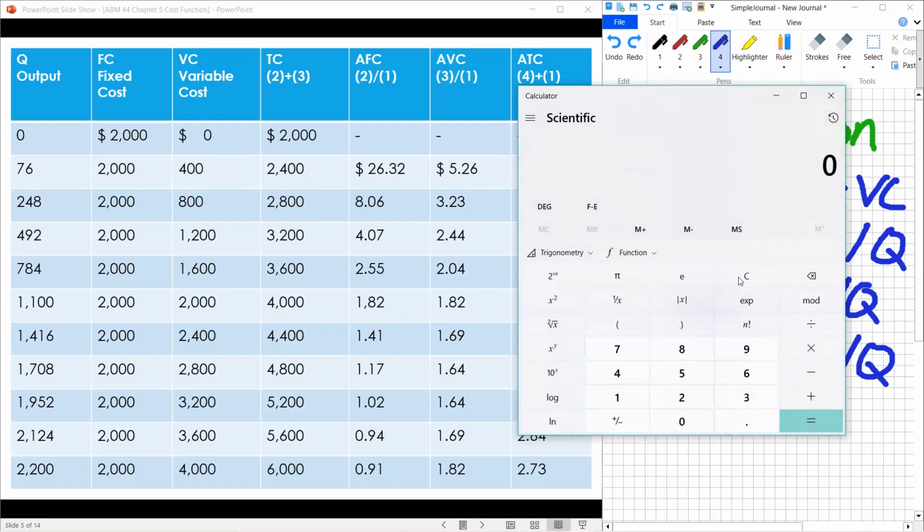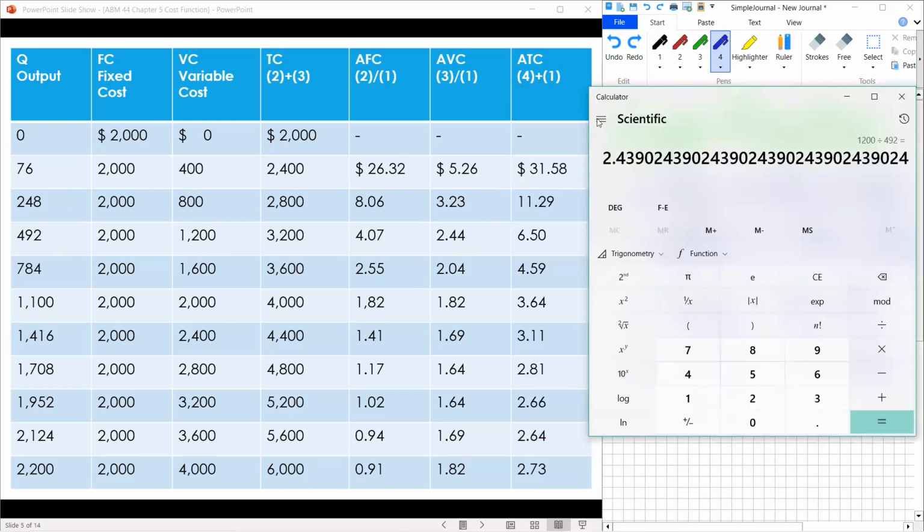Next is at a variable cost of 800, divided by 248, and you'll get 3.23, and so on. The last one would be 1200 divided by 492, and you'll get 2.44. You can see here it is the same as shown in the table. That's how easy and simple it is to get the average fixed cost and average variable cost.